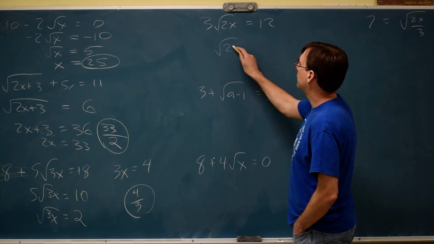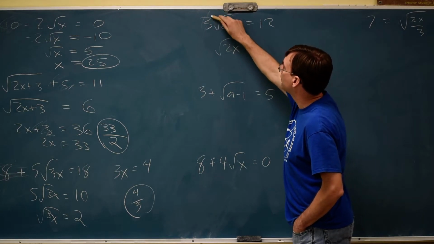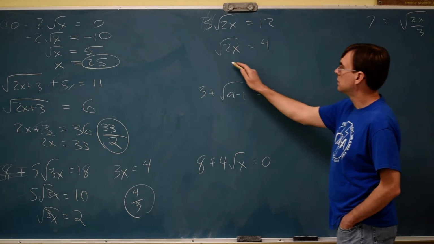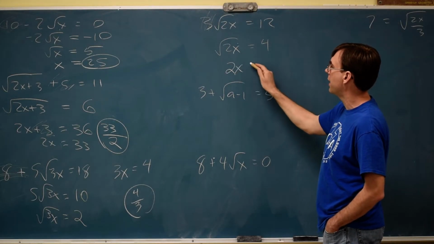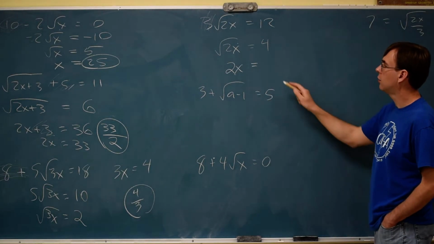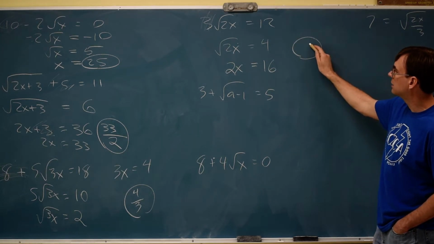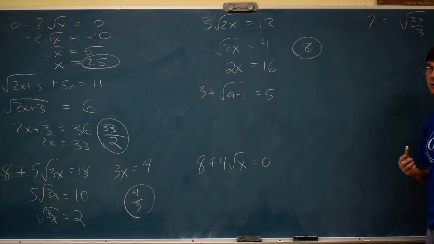For this, get the radical alone, get rid of the 3 by dividing, it gets a 4. Since the radical's alone, we square to get rid of the radical. 4 times 4 is 16. And then for the answer, dividing, gets me an 8.